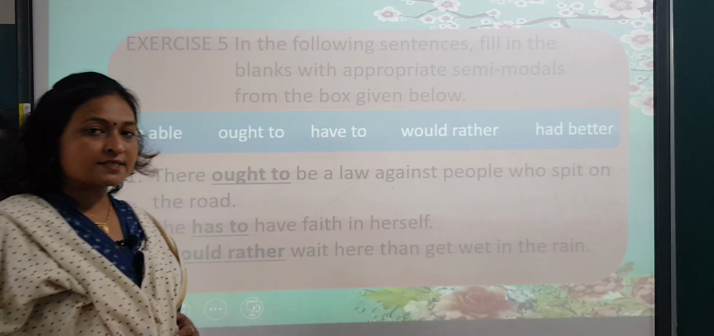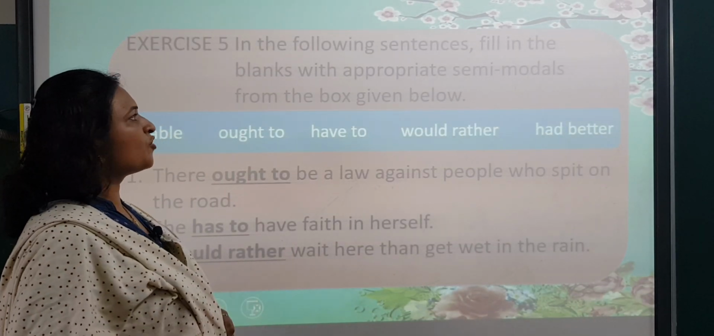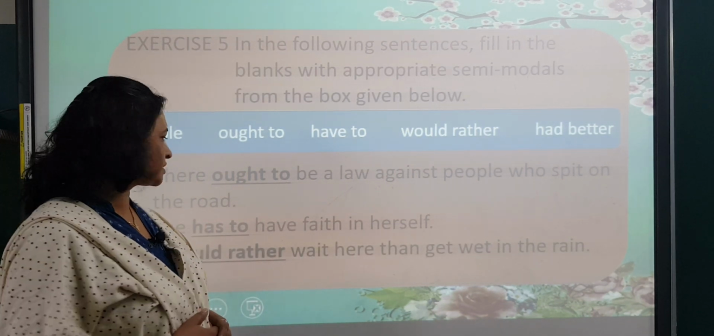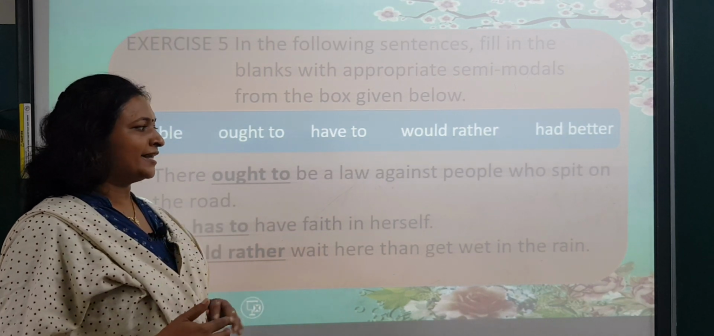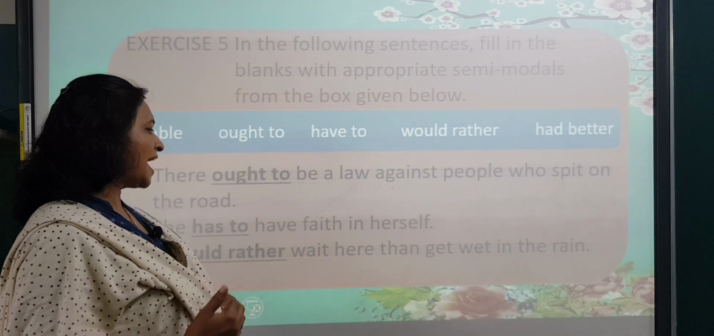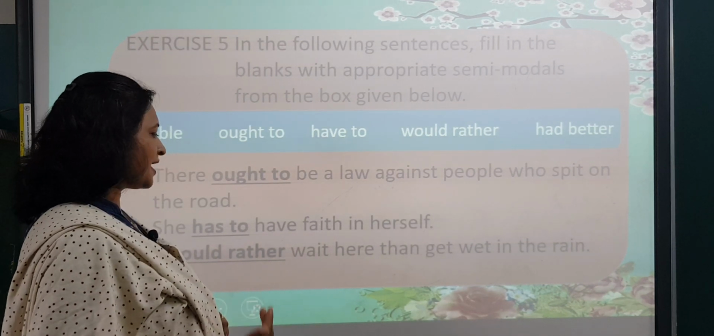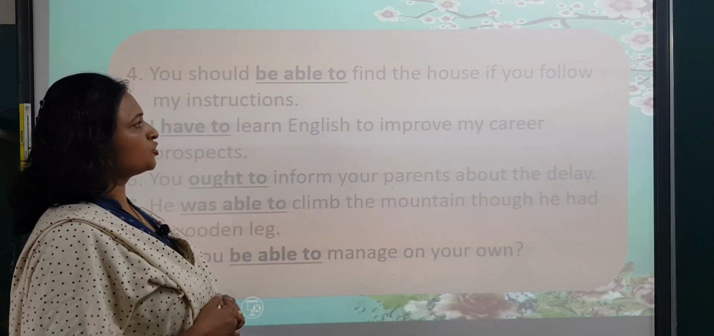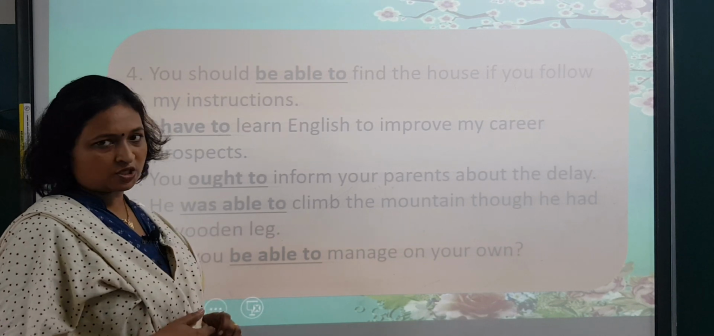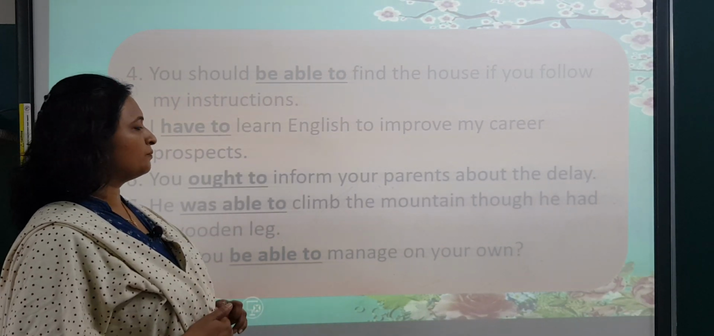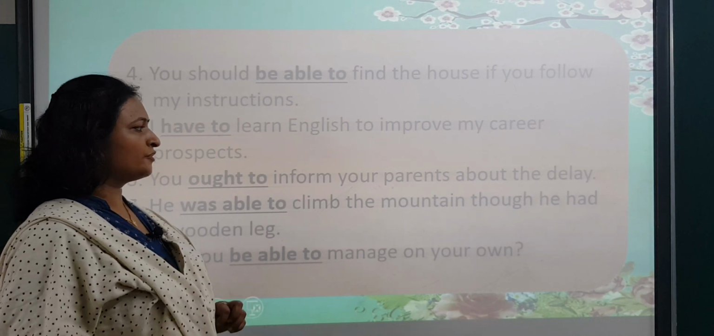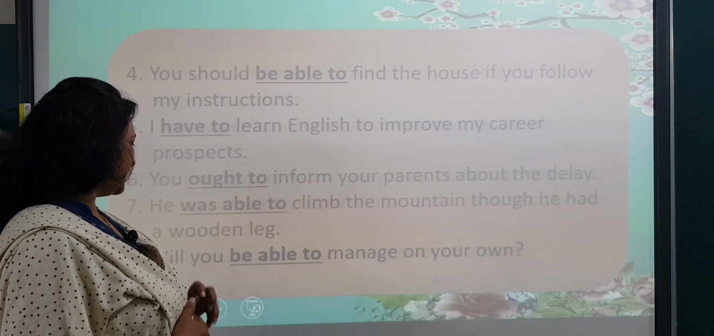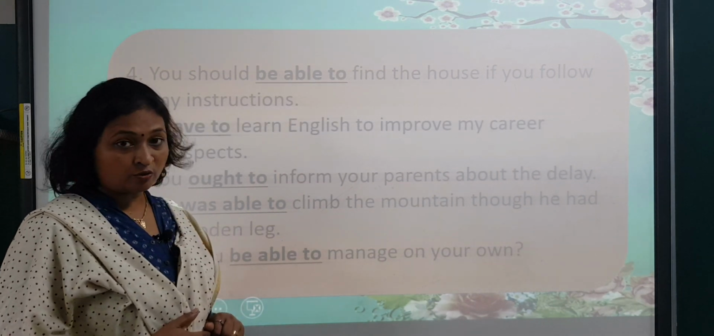Let's do the last exercise, that is the fifth one. In the following sentences, fill in the blanks with appropriate semi-modals. Here already they have given the help box. There ought to be a law against people who spit on the road. She has to have faith in herself. I would rather wait here than get wet in the rain. You should be able to find the house if you follow my instructions. I have to learn English to improve my career prospects. You ought to inform your parents about the delay. He was able to climb the mountain, though he had a wooden leg. Will you be able to manage on your own?